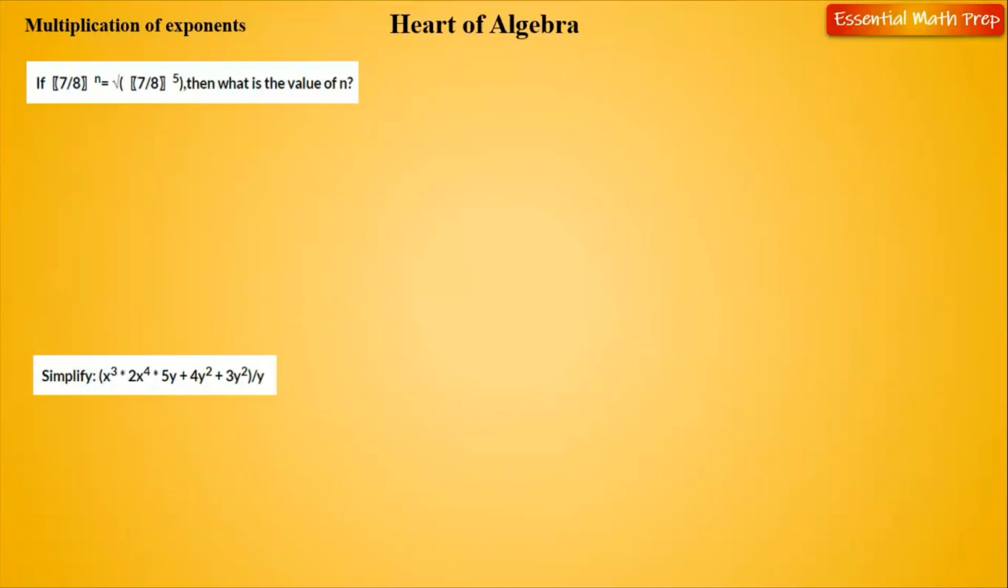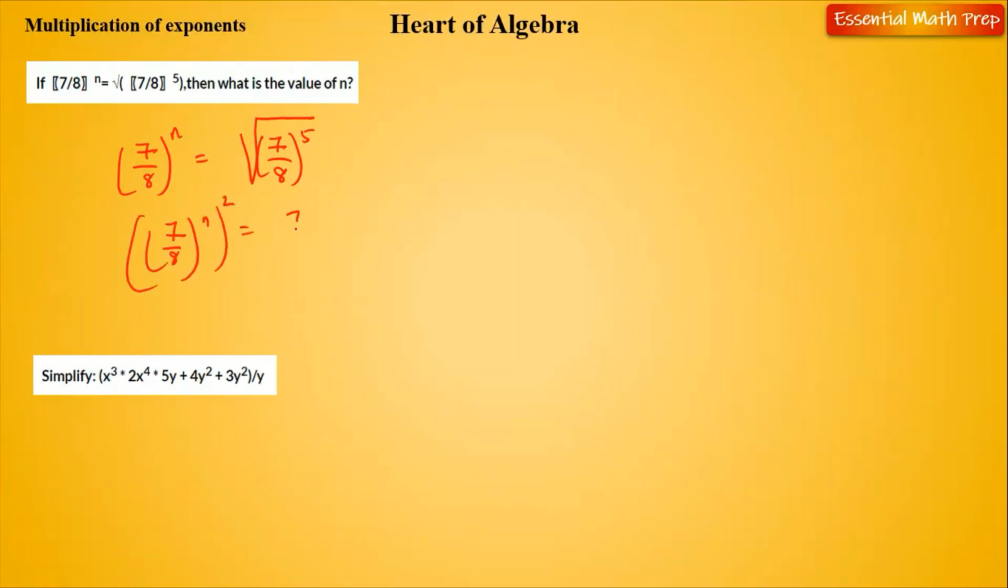All right, this is another lengthy problem, but it's an easy problem. We have 7 power 8, raised to the power n. And then we have 7 power 8 raised to the power 5, which is whole thing raised to the power squared, square root. Again, anytime you have a square root, you have to get out of the shackle by squaring on both sides. So 7 power 8 raised to the power n raised to the power squared equals 7 power 8 power 5.